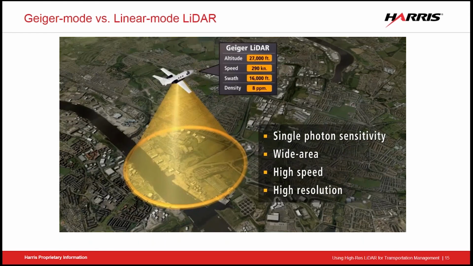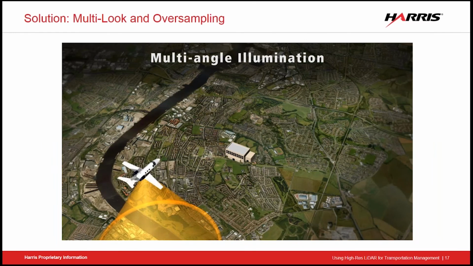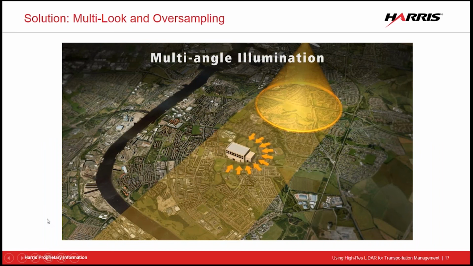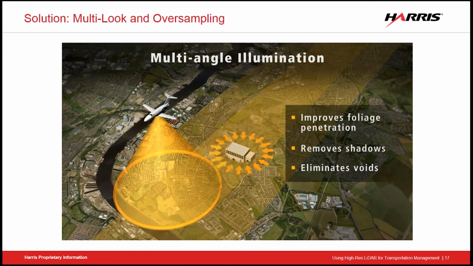With that, and being able to do some overlap, we avoid some of these linear artifacts. I'm sure some of you are familiar with these, from shadows to dead shadows and this compression and expansion. That's done by the overlap that we do, forward, side, and aft, and then forward, side, and aft coming back the other way. So this improves the foliage penetration, removes those shadows, and eliminates voids, but it also gives you a true representation of that asset. It gives us a better opportunity to resolve different features on the ground that we're collecting.